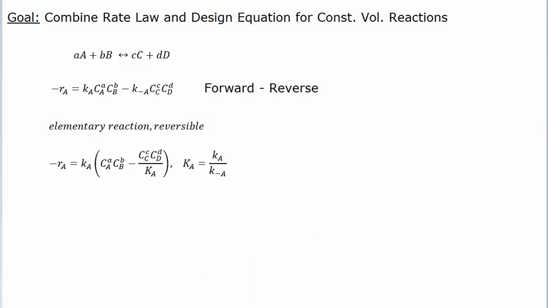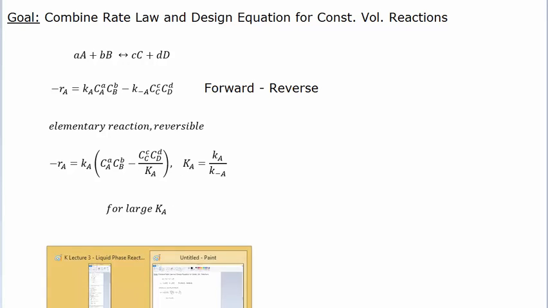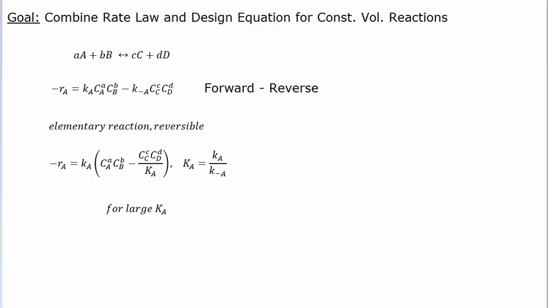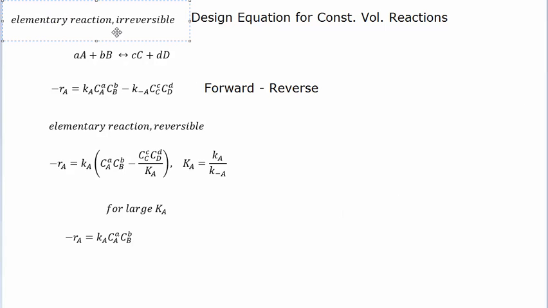Okay, so even this is a little bit much for right now. So let's say the equilibrium constant is large. What that means is that you have a very large number here in the denominator of this term, which means that it could be approximated as saying the second term over here goes to 0. Now you'll see what you're probably more used to seeing at this point in the course. The rate is simply going to be k C_A^a C_B^b. So this is the rate law that corresponds to an elementary reaction that is irreversible.